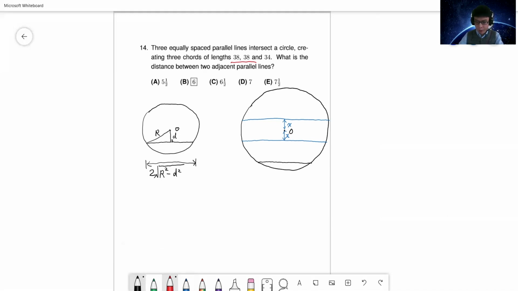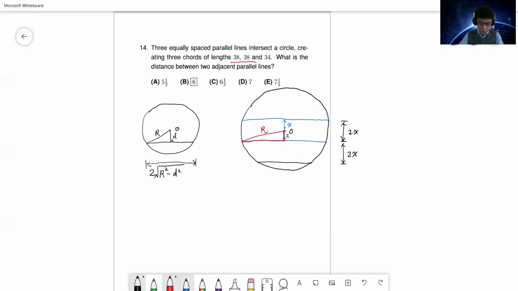Here, the equal distance equals 2x. Here we connect the center and the midpoint of the chords and one endpoint of the chords. The radius is r. This is for the chord with length 38.